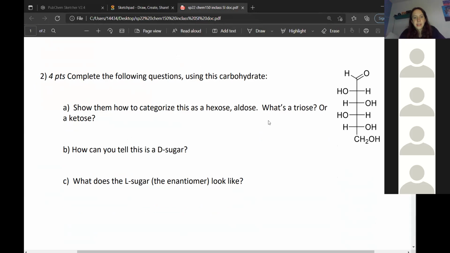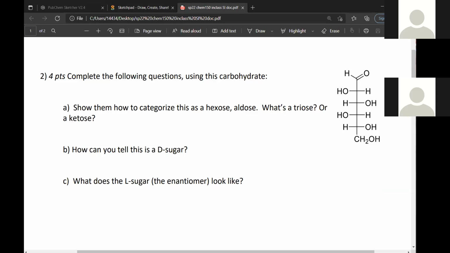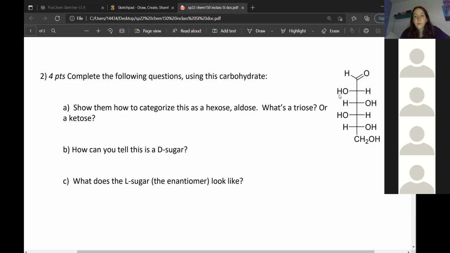So this next part, if we're going to be looking at this carbohydrate, and show them how to categorize this as a hexose and an aldose. So let me look at my notes super quick. When it's an aldose, I just mentioned this, it's going to have that aldehyde on the top end. So again, remember aldose, aldehyde, always going to be top end. If it was a ketose, then it would be a ketone at the end. So that double bonded O at the top, instead of a hydrogen being next to it, it could be another carbon or a string of carbons.